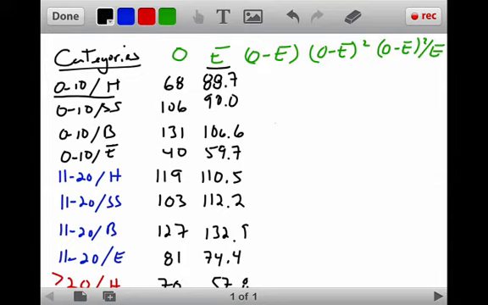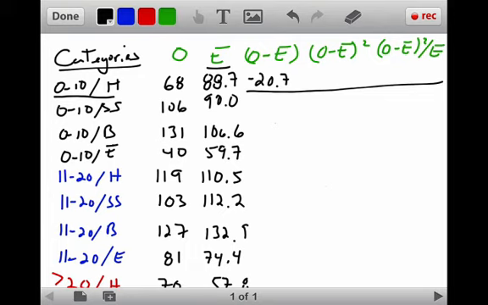Okay, so the column after that, we take the observed frequency minus the expected. So here for the first category, we would do 68 minus 88.7. That would give us minus 20.7. Okay, so instead of completing this entire column, what I like to do to save a little bit of time is to actually finish my entire row.